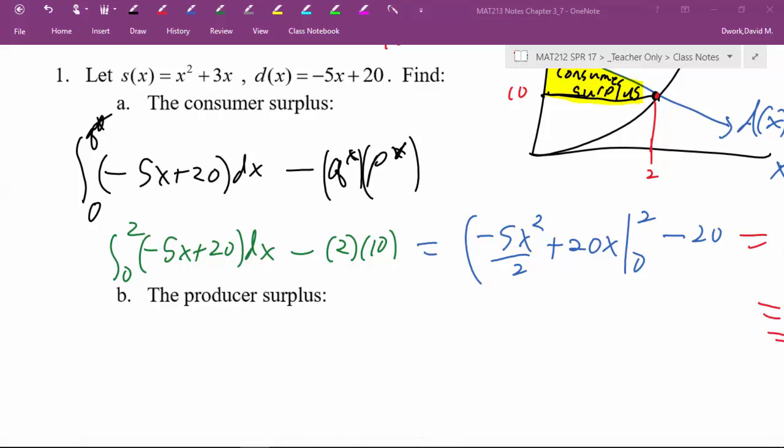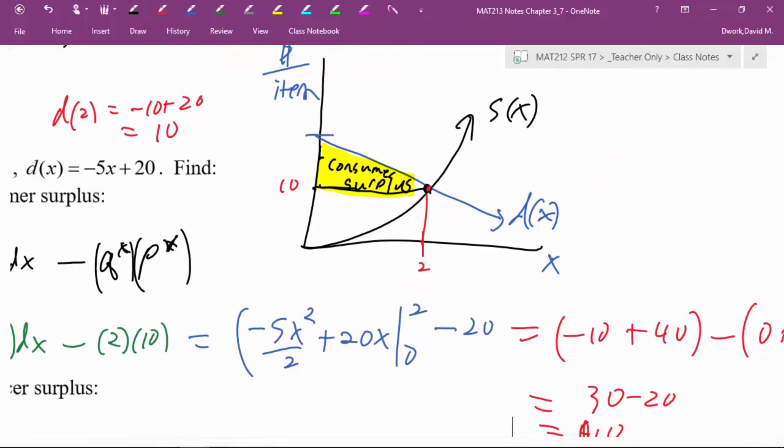For this video, we're going to work on the producer surplus. Since we've already done the consumer, we might as well do producer. So if you remember, the big idea on producer surplus is you go back to your graph and you say, which of the functions is controlled by the producer? Well, that would be supply, right? Supply is what the producer has control over.